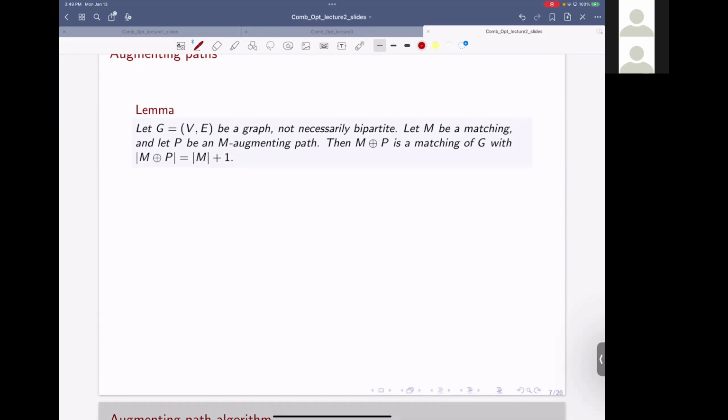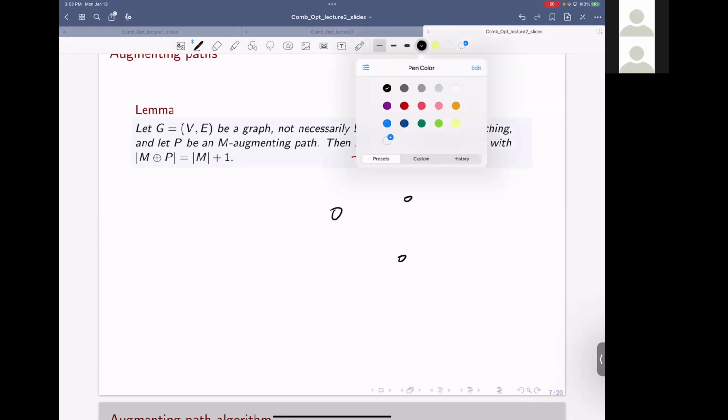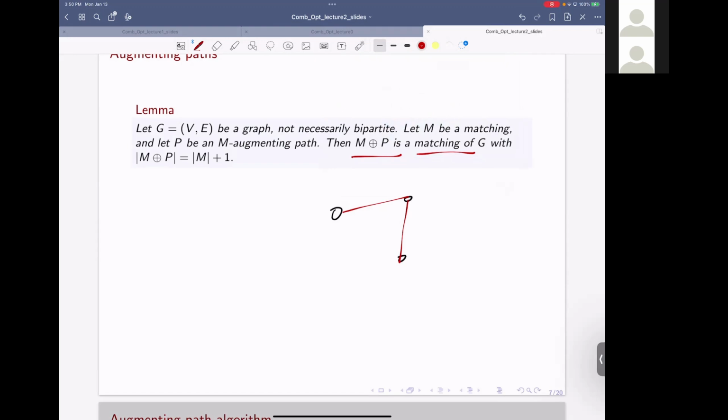So the idea is that you take the augmenting operation, and it will remain a matching. You need to argue that no two edges intersect. So after the augmenting operation, no two edges intersect. You need to argue this. And the size of this matching will be one larger than the original size. You can argue this. Let me leave it as an exercise.